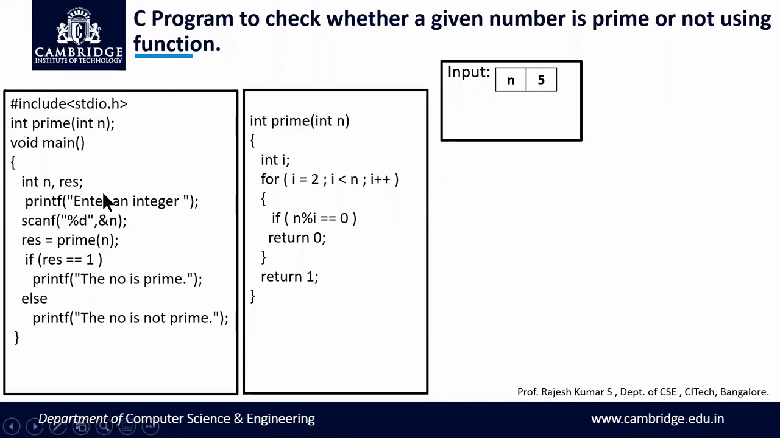Now, the value of n, 5, is stored here. In the next line, you can observe res is equal to prime of n. Here we are calling the function called prime by passing the n value. We know the input value of n is 5. When you call the function, the control is transferred to the function definition. This is called the called function. The value of n, 5, is stored in this particular variable n.